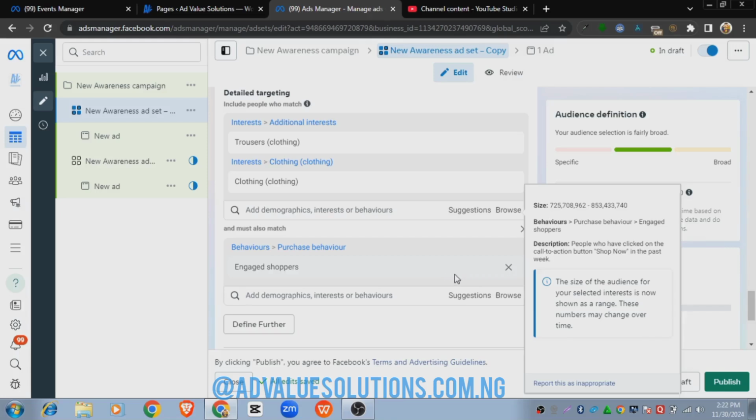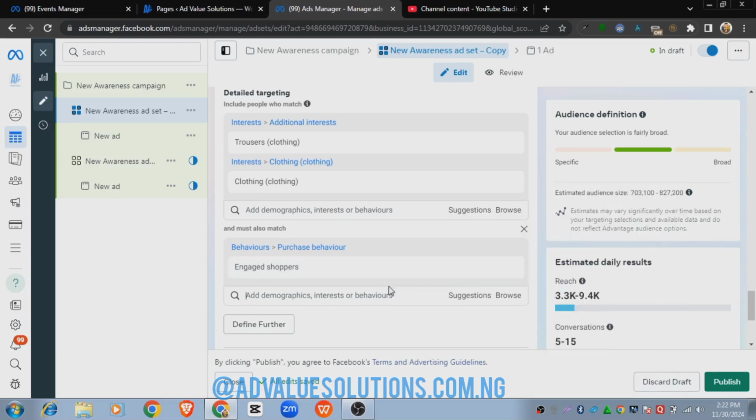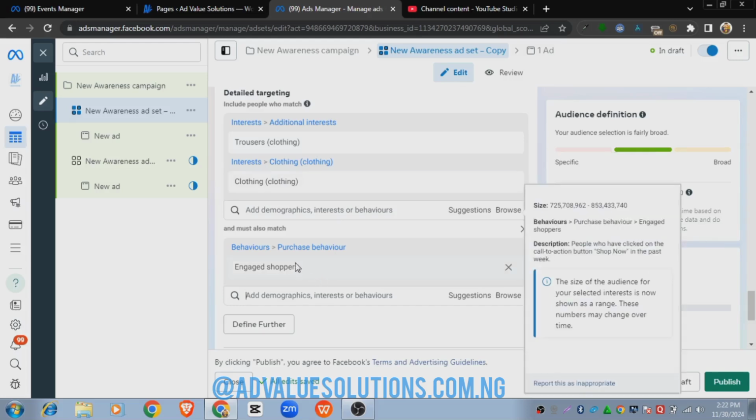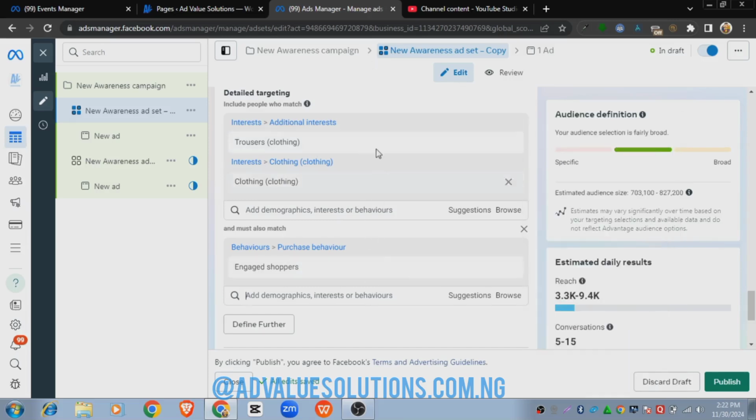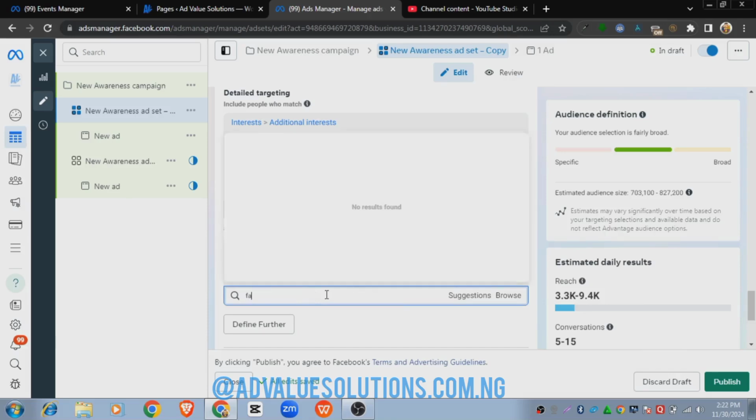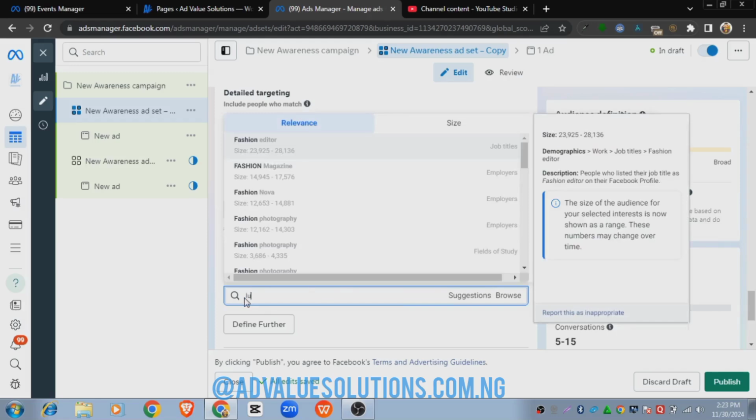It means that someone who has clicked this in the past week is really in the mood of spending money or buying something. So you mix them together, like someone that is interested in trousers and clothing, and is also an engaged shopper. So you understand, you have combined these interests together. You can also add fashion, that is a good word, or let me put luxury.